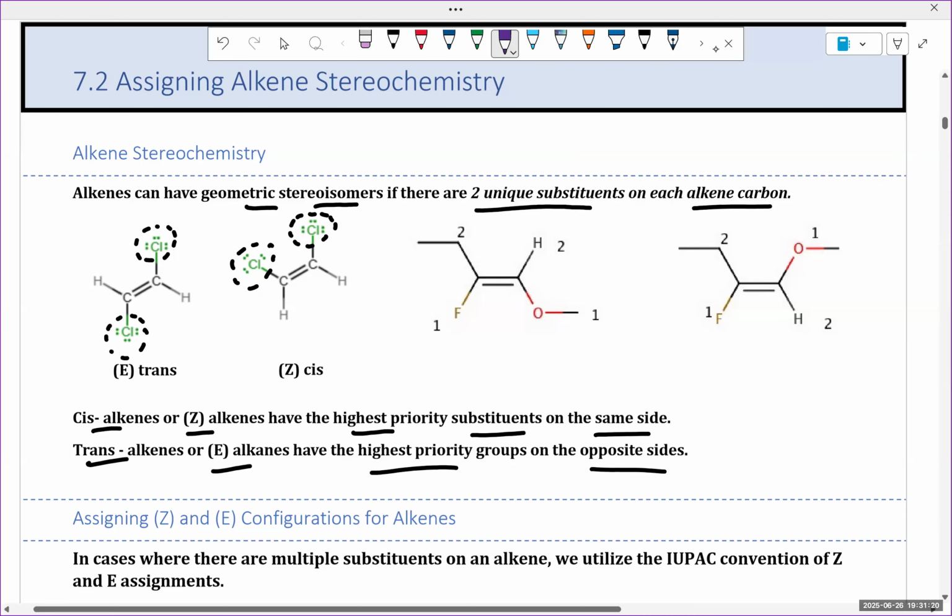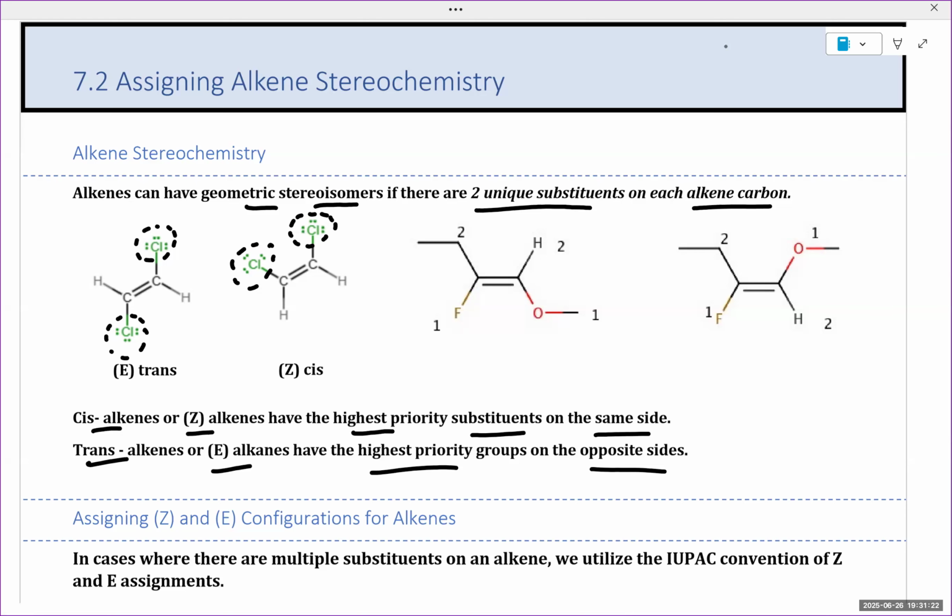Given what we have learned about E and Z nomenclature, looking at the following molecule, we see that the fluorine and the oxygen atom, which are our highest priority substituents, are on the same side. So this would be a Z alkene. While in this other molecule, because the fluorine and oxygen atom, the high priority substituents, are on opposite sides, this would be the E alkene.